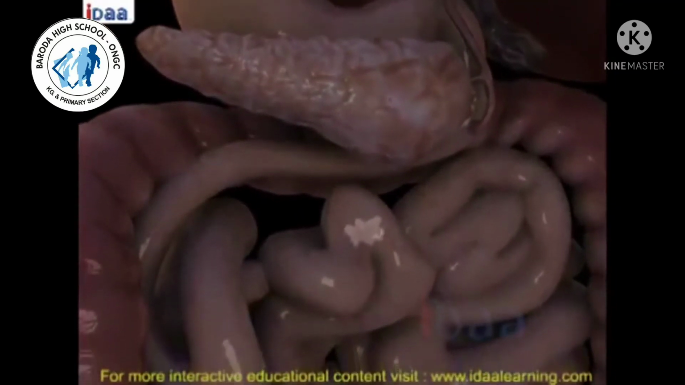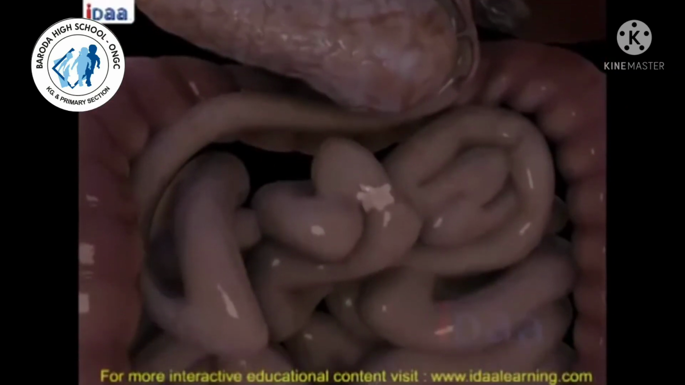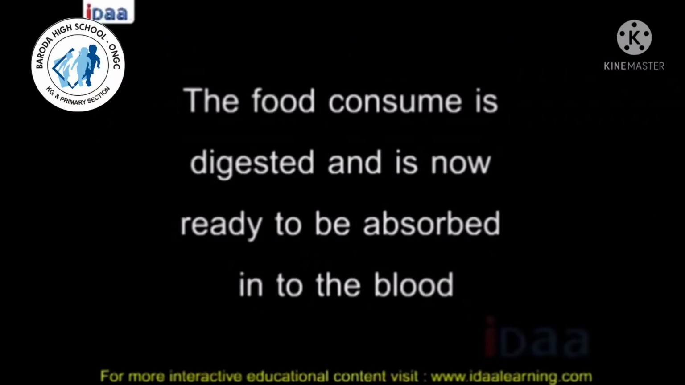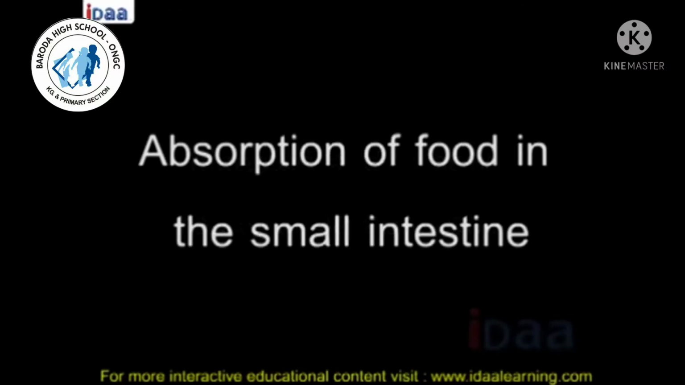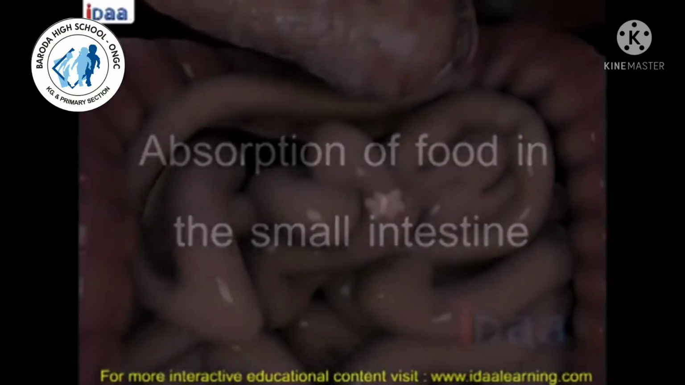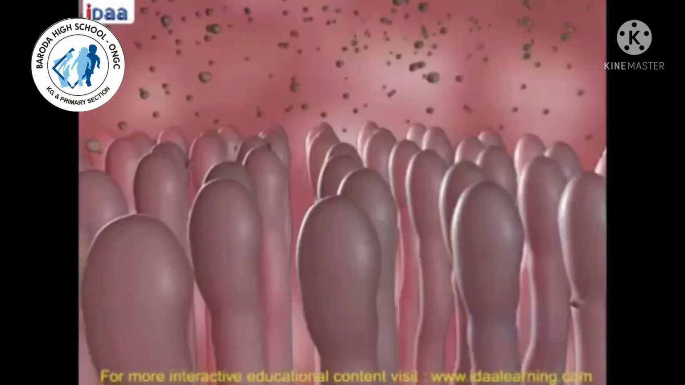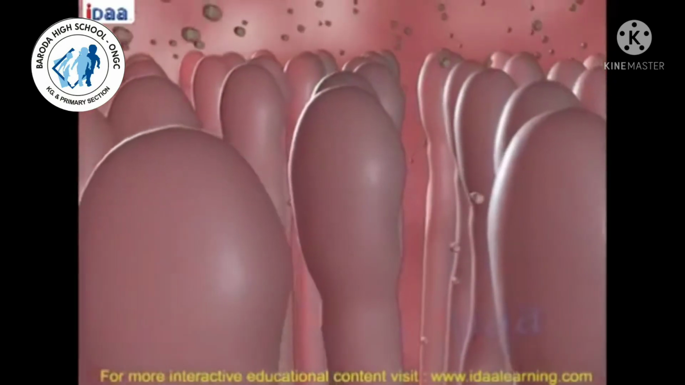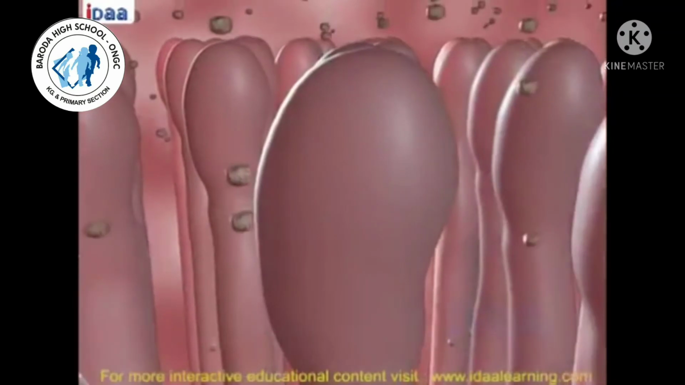Here, the carbohydrates get broken into simpler sugars such as glucose, fats into fatty acids, and proteins into amino acids. Now, the food consumed is digested and is ready to be absorbed into the blood. The process of absorption of food takes place in the small intestine. The digested food can now pass into the blood vessels in the wall of the intestine. This process is called absorption.